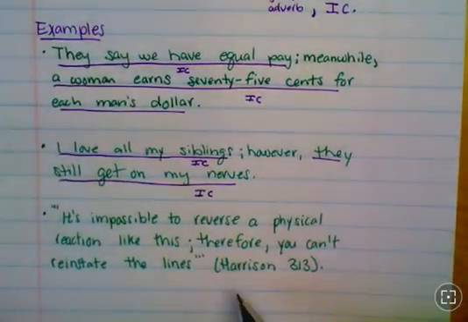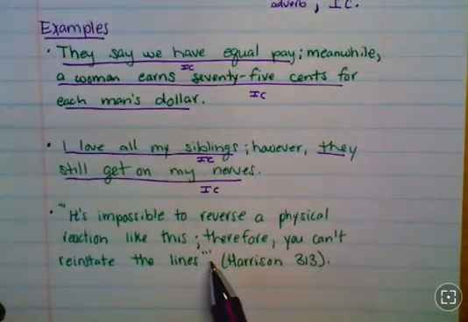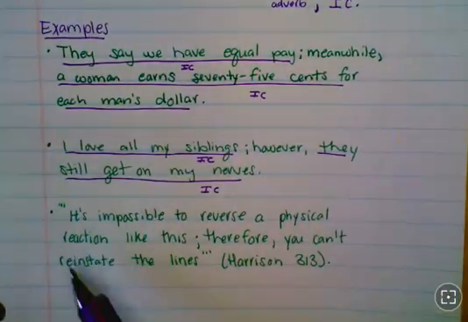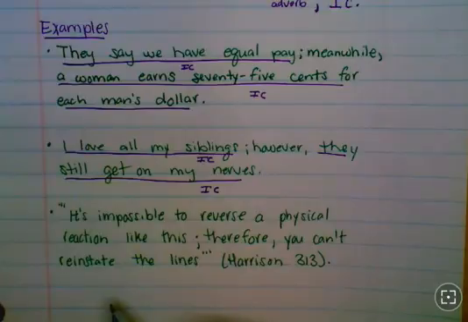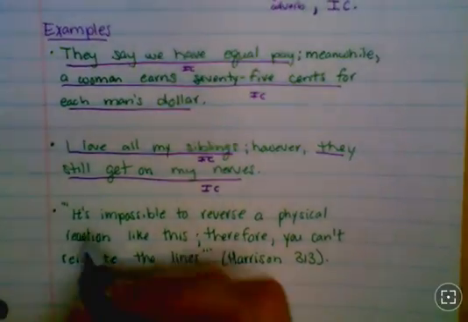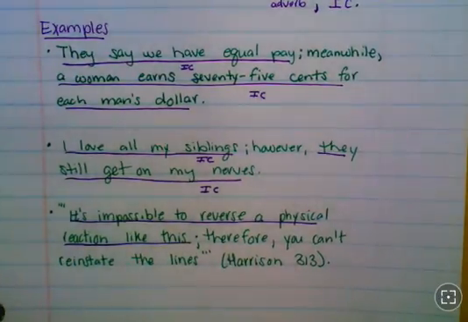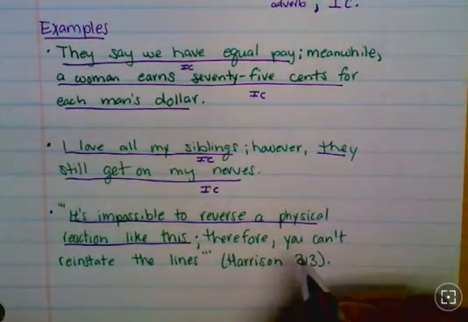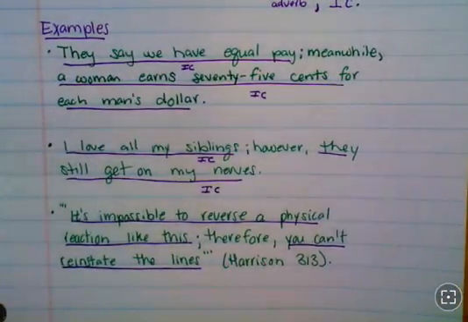All right, down here is a professional model. You'll notice there are three quotation marks here. This is just because this was being said out loud. It was already in quotation marks for dialogue in the book written by Harrison on page 313. "It's impossible to reverse a physical reaction like this," independent clause. Semicolon, therefore, comma, "you can't reinstate the lines." And that's our second independent clause.